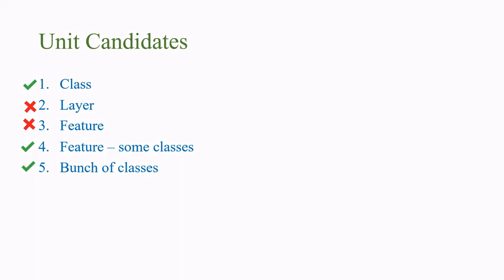We've come to the last section of our video, evaluating the unit candidates. We have 3 shortlisted candidates now. Class, feature minus some class, and a bunch of classes. We can actually narrow this down to 2. Class at one end and feature minus class at the other end. A bunch of classes somewhere in the middle. So it's a trade-off. So if we evaluate class and a feature minus some class, we have the data.